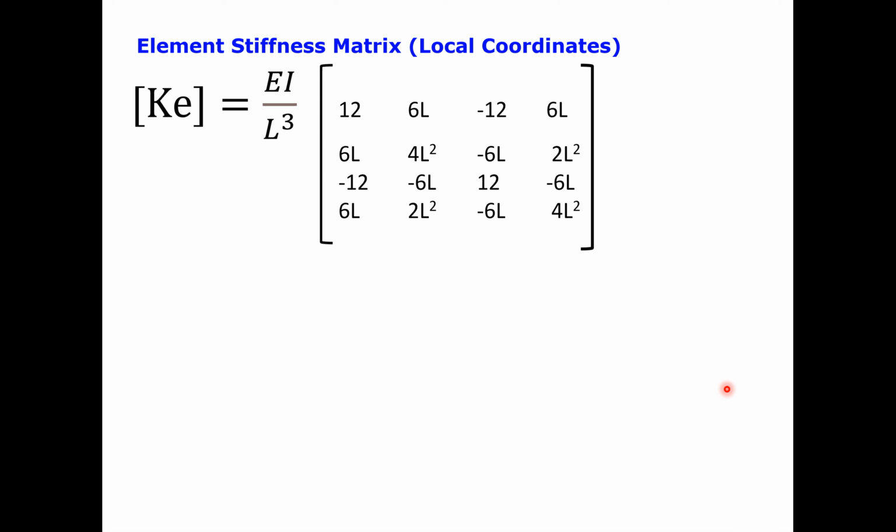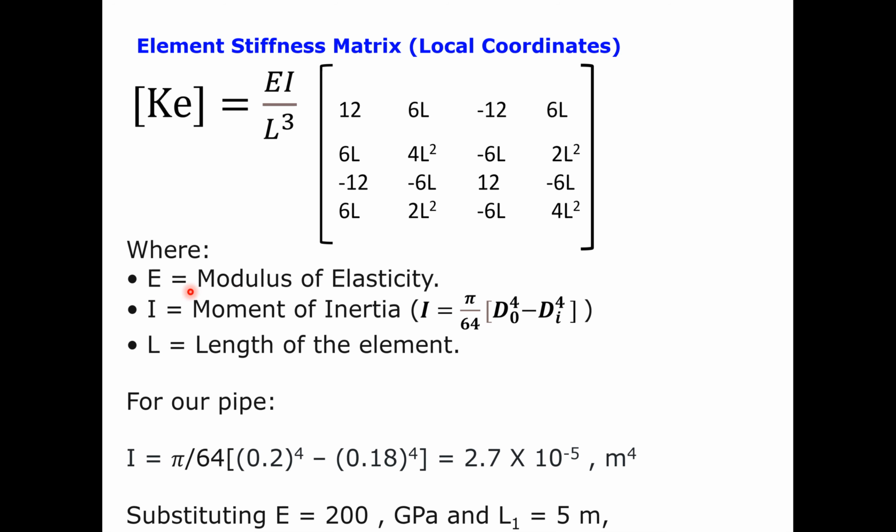So the 4x4 stiffness matrix for a beam element is Ke equal to EI over L cube, and you can see the complete composition of this matrix. Let's solve and put the values of E equal to 200 into 10 to the power 9 Pascals. L1, the length of the one element, is 5 meter, and let's compute the stiffness matrix for each element of the pipe, where E is the modulus of elasticity as we discussed earlier, I is the moment of inertia of the pipe. In our case, I is equal to pi by 64, outer dia raised to power 4 minus inner dia raised to power 4, and this thing we already discussed in part 2.